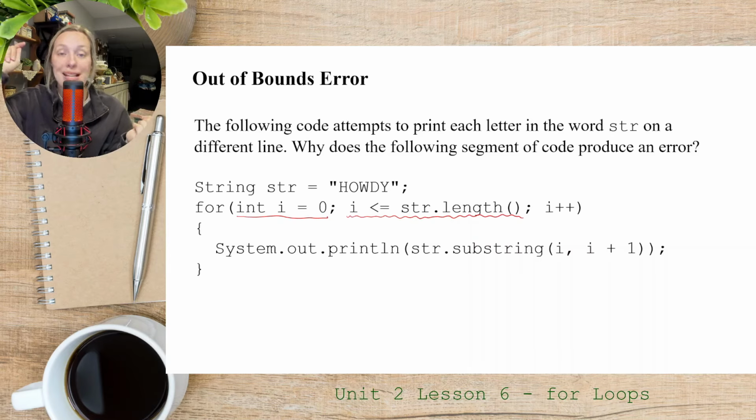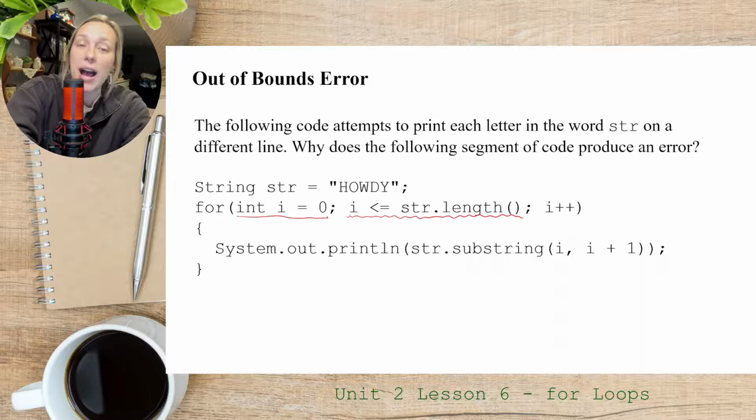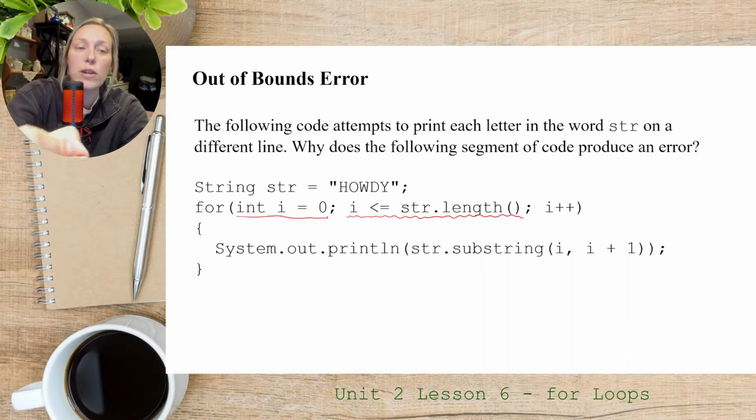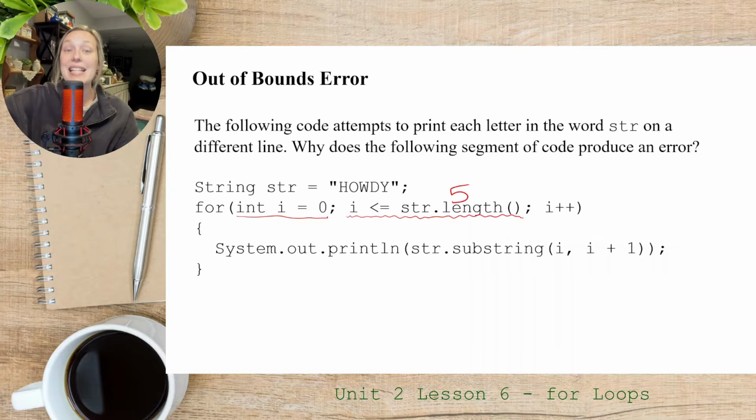Now, how long is howdy right now? Howdy is 5 characters, right? So the str.length is going to be a 5. Okay. That's a 5 right now. And that doesn't change because the string isn't being updated at all. It is a 5. So i less than or equal to 5, and i is going to go up by 1 each time. So what am I going to do? Well, I'm going to print off on each line str.substring i, comma i plus 1.